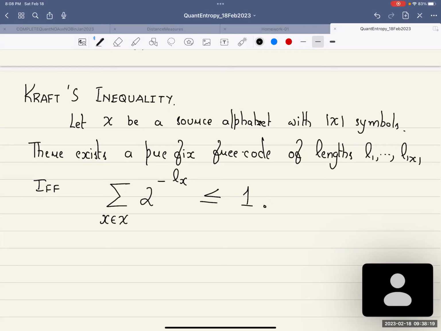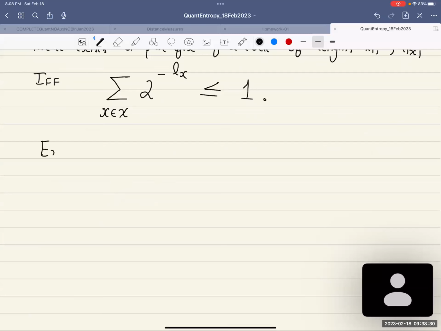You can prove it, it's not difficult. The idea is very simple: you take a binary tree and you prune it. I will do this with you at a later point. Let me just give you an example. Take 0, 0 1, 1 0, maybe 0 1 0, 1 1. This is prefix free, because this is not a prefix of this, this is not a prefix of this, and neither is this a prefix of this.